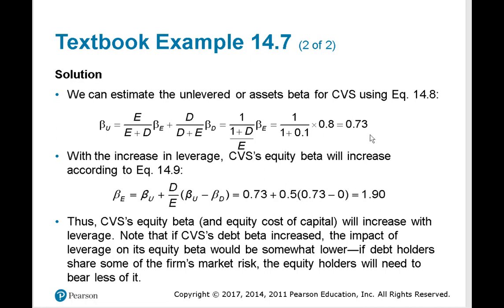So this 0.73 is now the unlevered equity beta, if you will, of this company. So if you increase leverage, how are we going to deal with that? You take the unlevered beta, 0.73, and now we know that the debt equity ratio changed from 0.1 to 0.5. Multiply that by the difference between the unlevered beta and the beta of debt, which we've been told is 0. So that tells us that the new beta is going to be 1.9. Thus the equity beta is going to increase with this leverage.